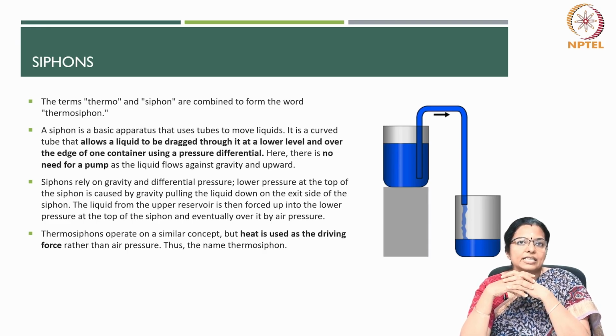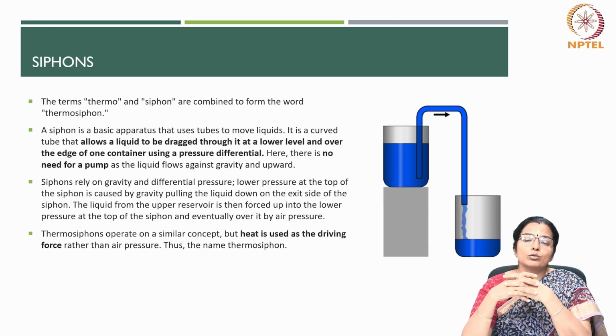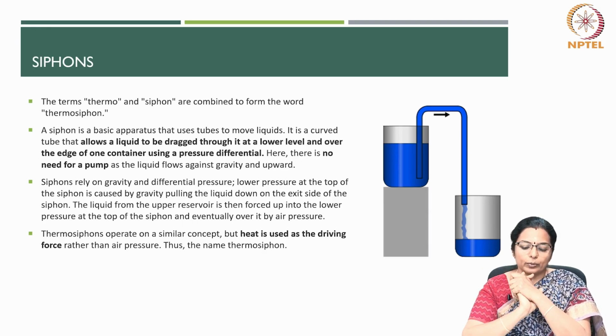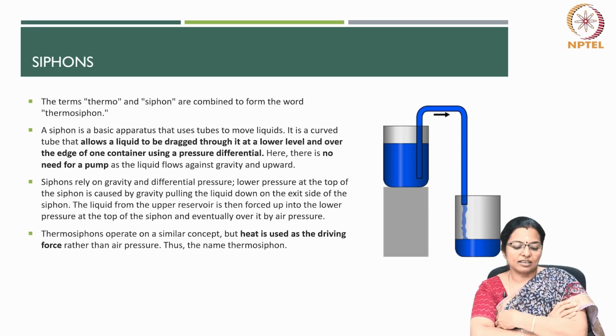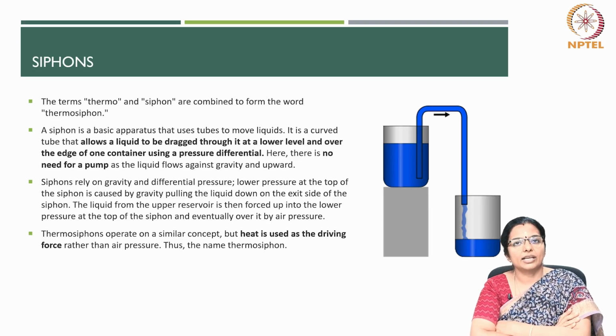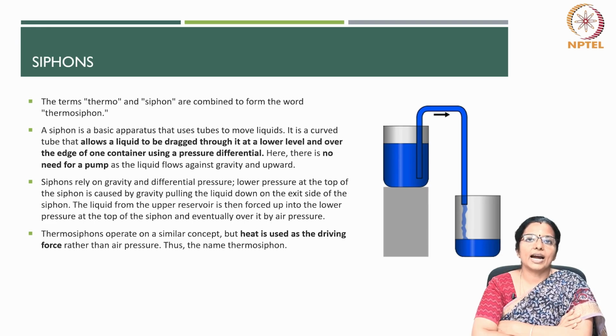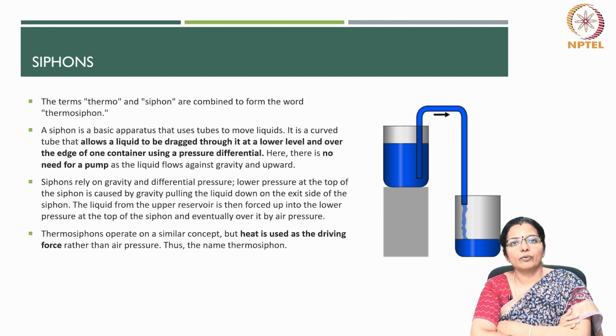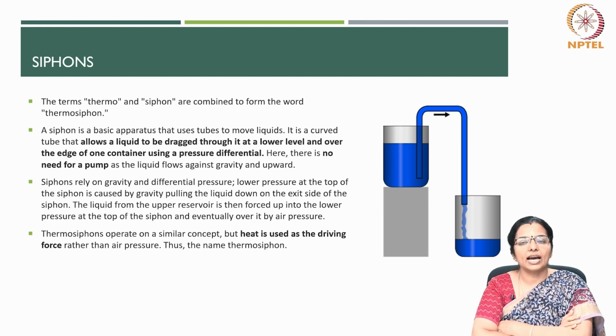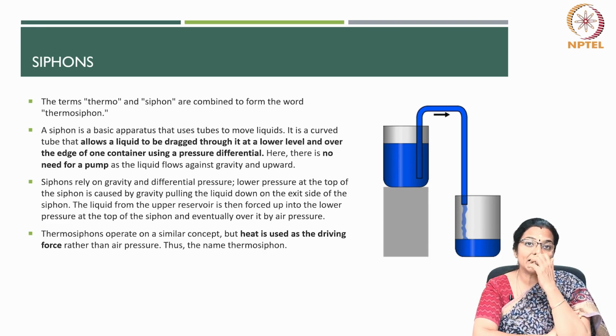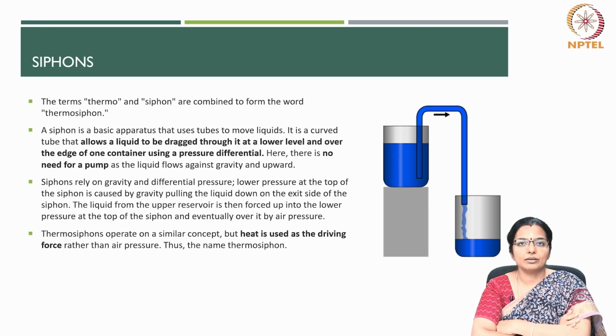A siphon is a basic apparatus that uses tubes to move liquid. It is a curved tube that allows liquid to be dragged through it at the lower level and over the edge of one container using a pressure differential. Here there is no need for a pump as the liquid flows against gravity and upward. Siphons rely on gravity and differential pressure.